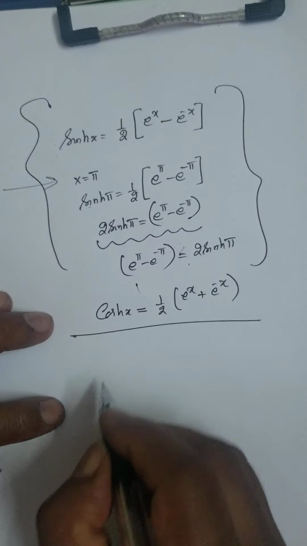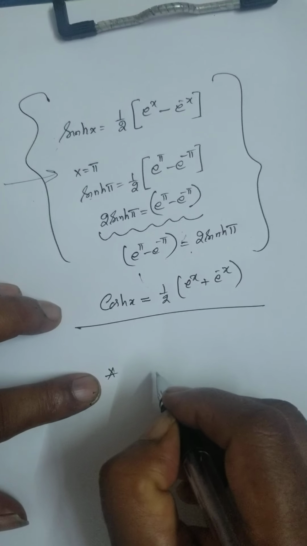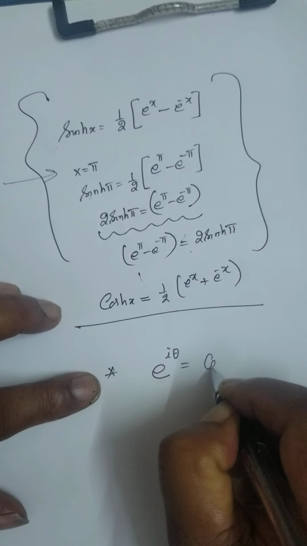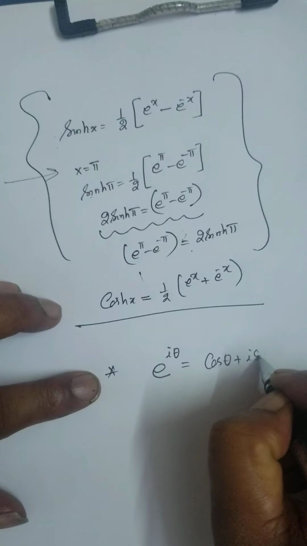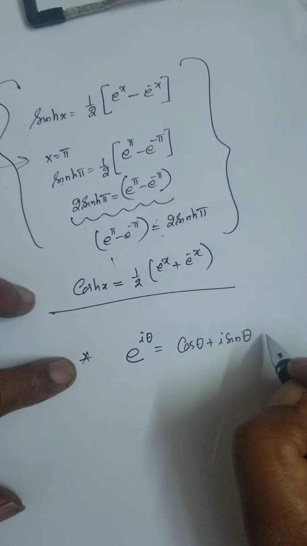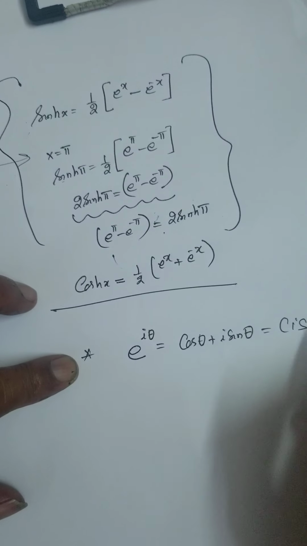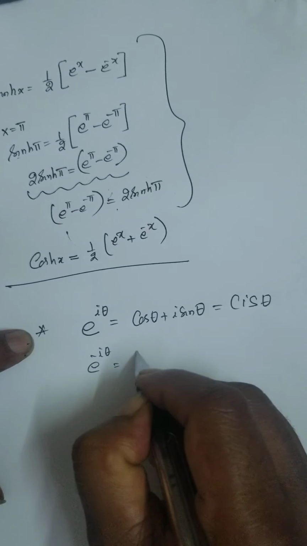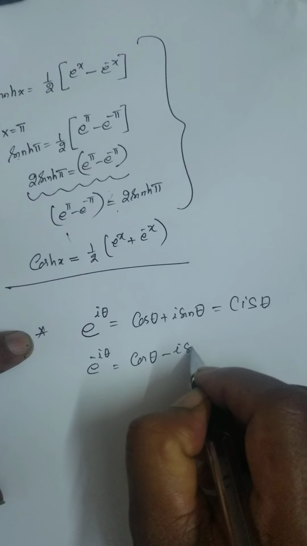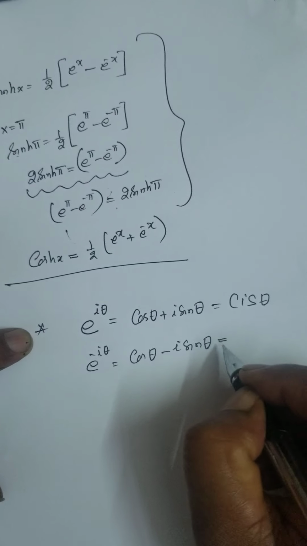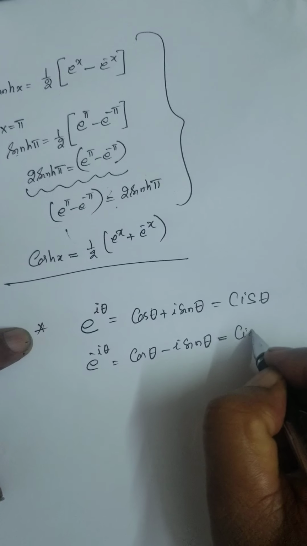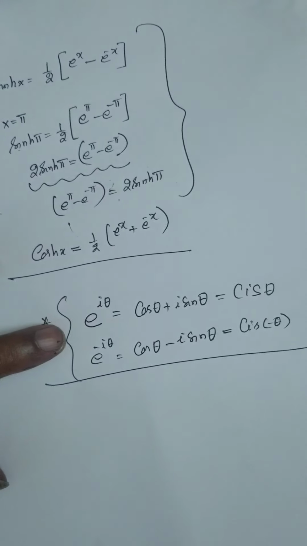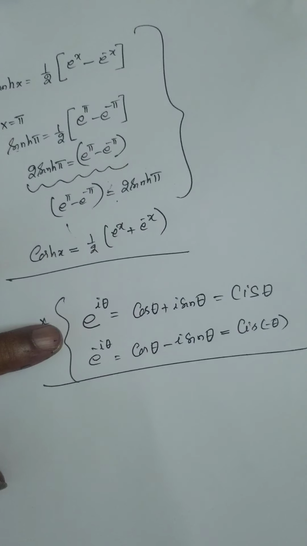Look, don't get confused with complex numbers. e to the power of i theta is what? Cos theta plus i sin theta. This is also called cis theta in complex numbers. e to the power of minus i theta is what? Cos theta minus i sin theta. That is cis minus theta. There you will get this, it appears in physics also. Alright? J operator.